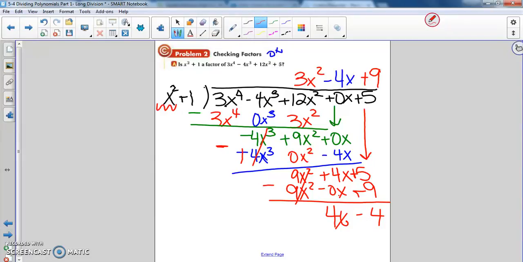Since the degree of the remainder is less than the degree of the divisor, we can stop because x squared cannot go into x. So the remainder is not 0. Therefore, x squared plus 1 is not a factor of 3x to the 4th minus 4x cubed plus 12x squared plus 5.